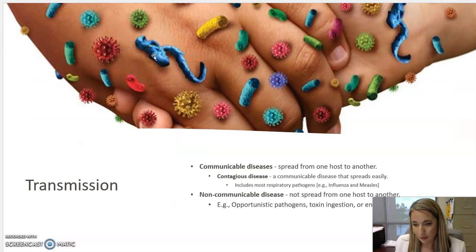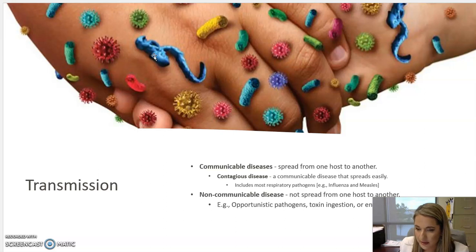So a big thing for microorganisms is that they like to spread from one person to another. So when they escape a portal of exit from one person, they immediately want to get into someone else's portal of entry. That's how they live, jumping from host to host. So we have to talk about transmission.